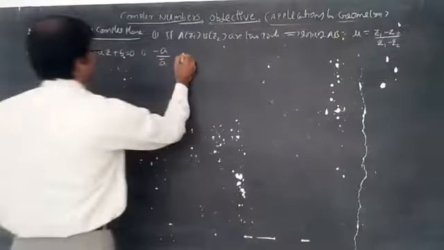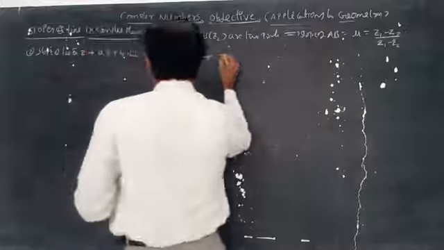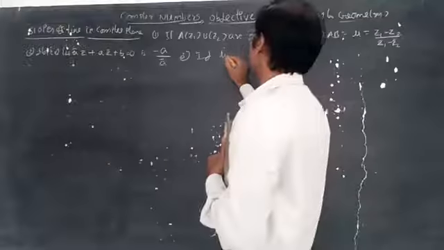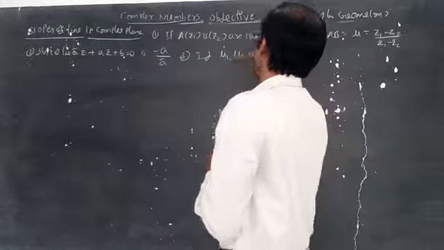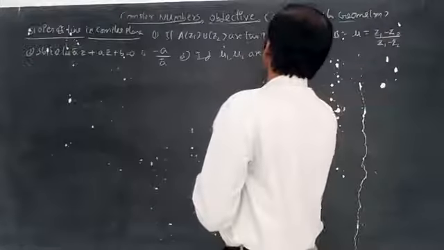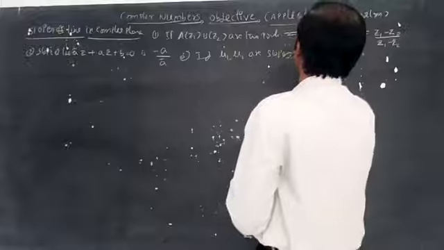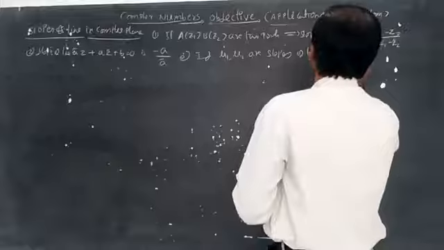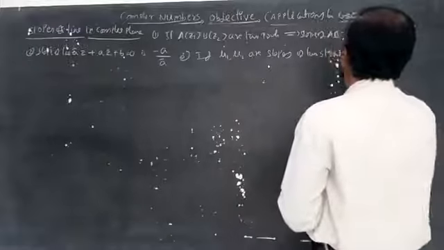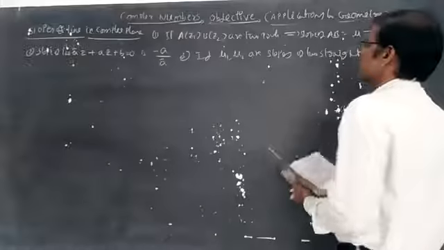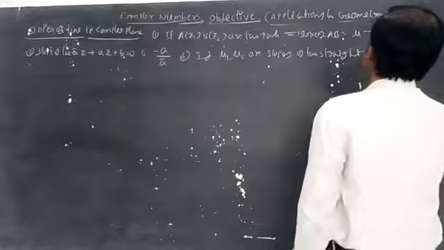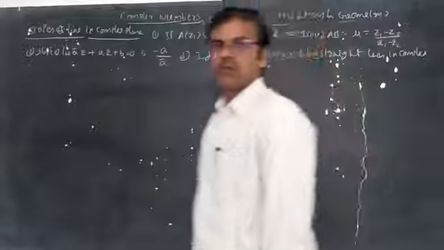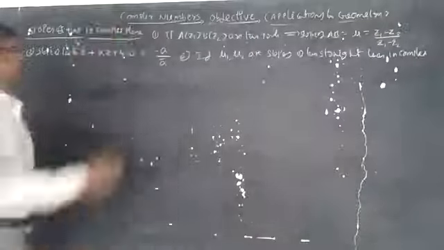Third formula, you write: mu1, mu2 are the slopes of two straight lines, that is, complex straight lines in the complex plane.